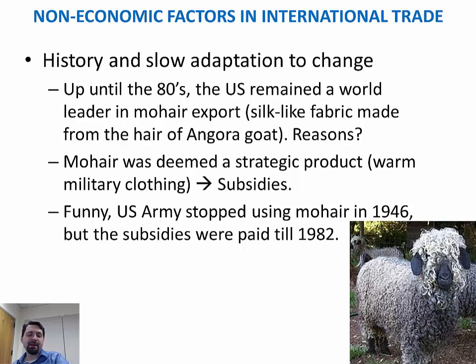hair-made products. And so at that time, the United States Congress decided that it's a strategic product, and the United States should be able to make those warm uniforms. And so it started pumping money, offering all kinds of economic incentives for American ranchers and farmers to breed those goats and make that kind of product. In 1946, the U.S. Army stopped using mohair for making uniforms. I guess synthetic materials were invented by that time that were cheaper and better quality.